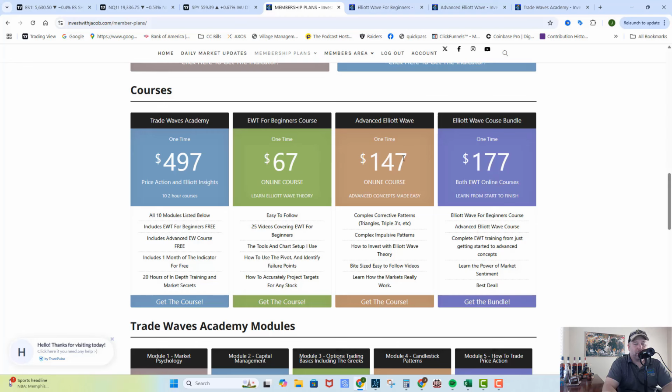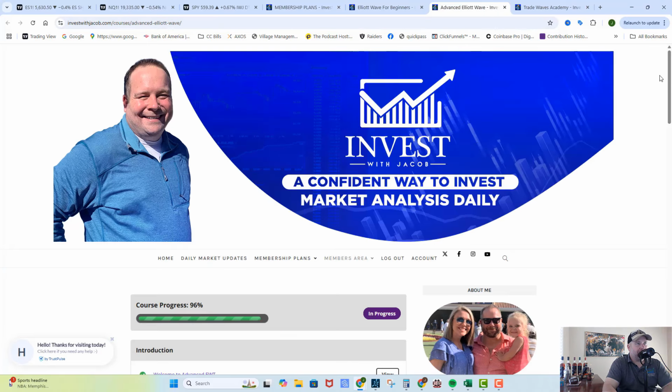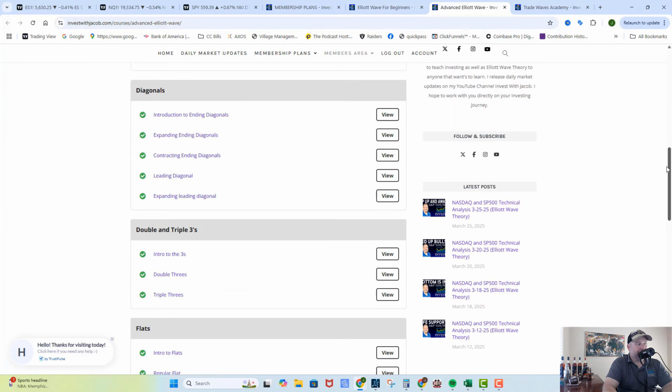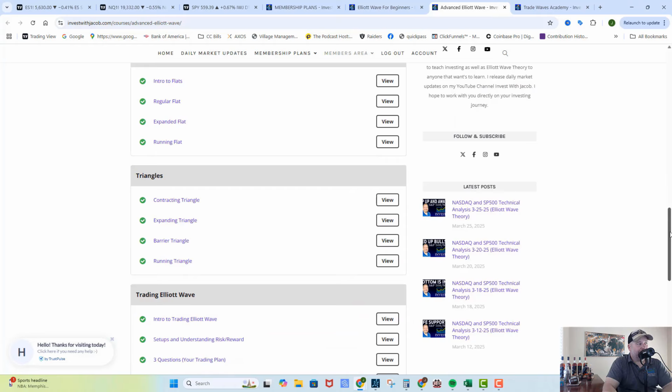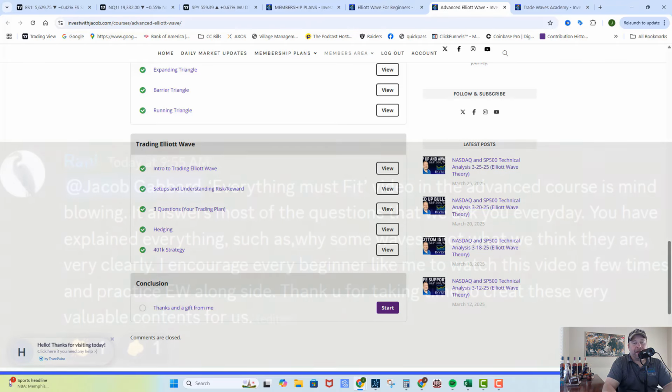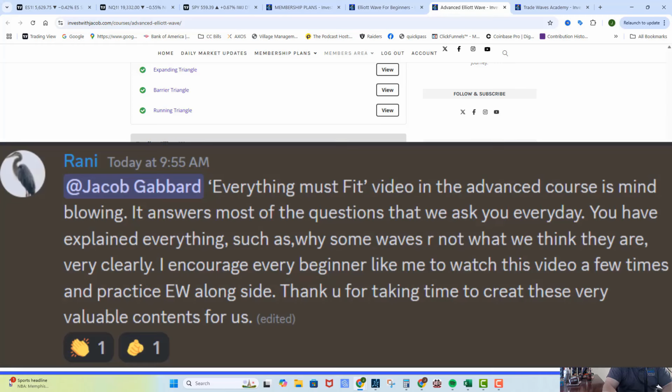In our Advanced course, we're going through a lot of the things we're seeing on the charts right now. A lot of those things are the advanced fib levels, the diagonals, double and triple threes, flats, triangles, trading Elliott Wave, which right there, that is worth the price of admission. People don't understand that there's 2 paths, and how do you trade them if there's up and down? It's because you trade setups, and there are very good setups in Elliott Wave Theory. You have to know how to spot them and trade them, and we talk about that here so that you can understand how to do this course.